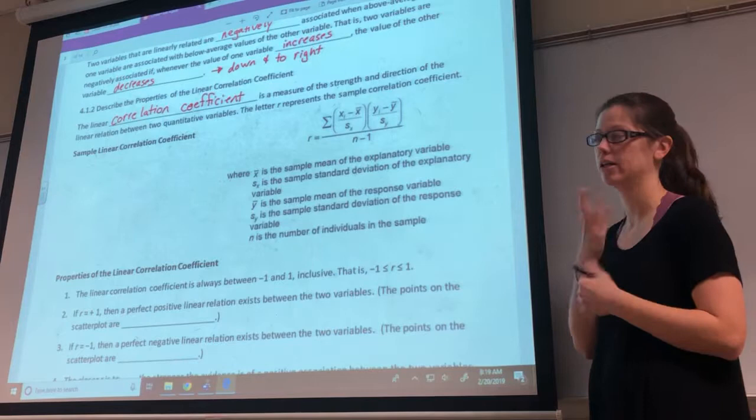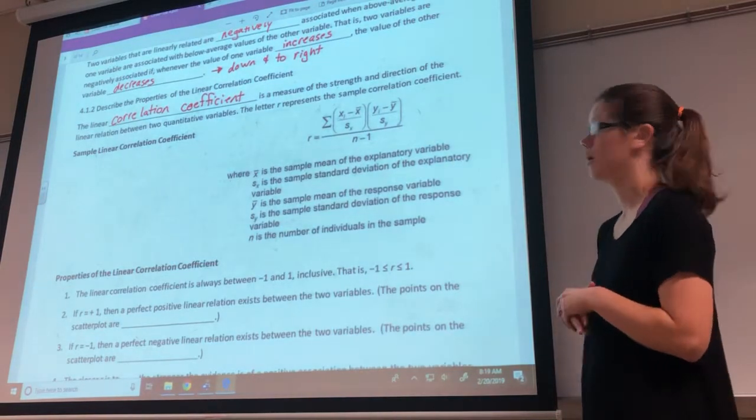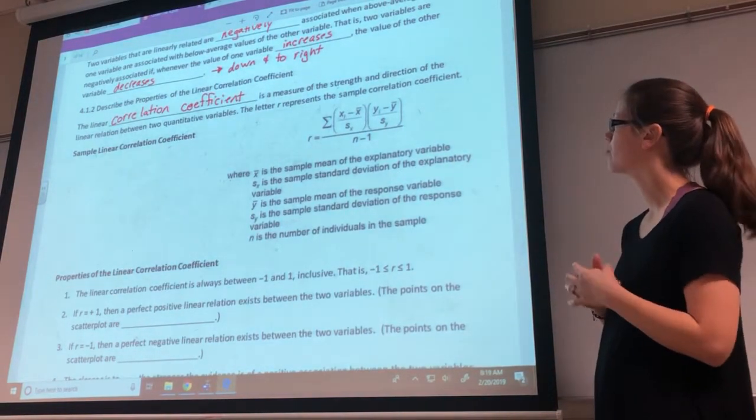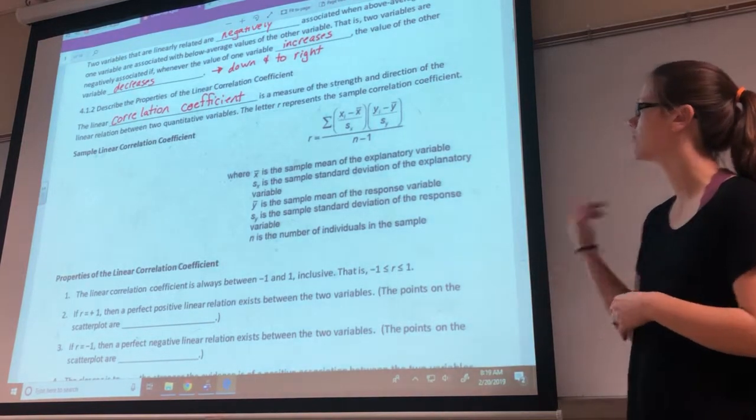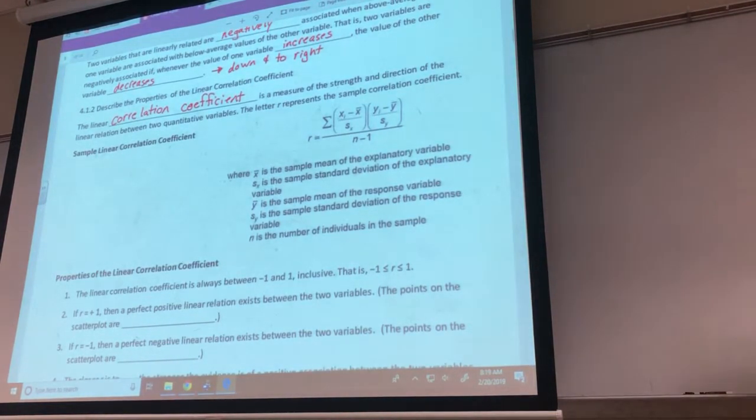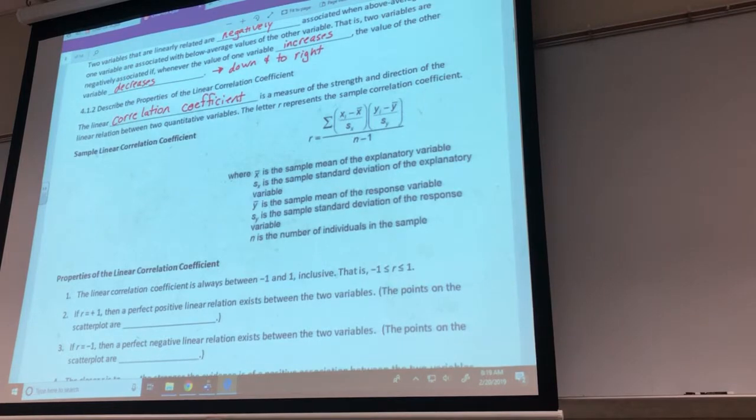We're going to use our calculator and not this thing. I'll tell you why when we get to that example. The linear correlation coefficient for us is going to be R. That's for the sample. We only use samples. We're never going to do the correlation coefficient for the population. If we did, it would be called rho, but we don't need to worry about that.